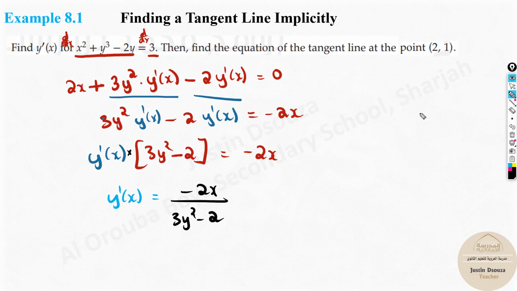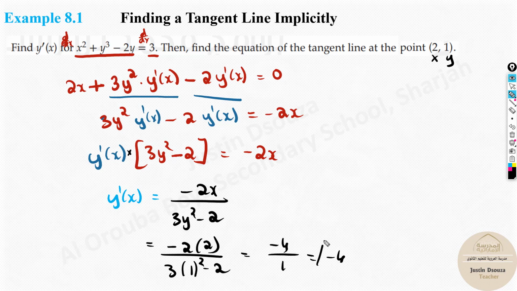But it's still not over. Why? Because they told us to find the tangent line, and they have given you x and y. So over here x is given, y is given. Substitute in this equation and find the value of the slope as a number. Minus 2 into 2 divided by 3 into 1 squared minus 2. It'll be minus 4 by 3 minus 2, which is 1. That's minus 4. This is the slope in terms of numerical value.